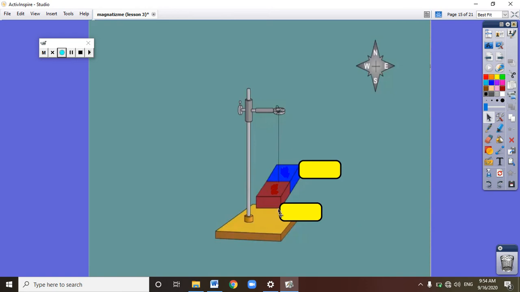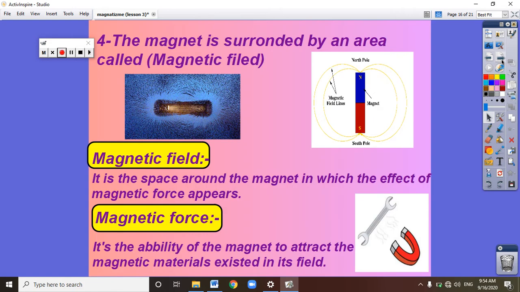Here we are suspending the magnet. It will take a fixed direction, which is here the north and south. Very good. Okay. The fourth property of the magnet is the magnetic field.